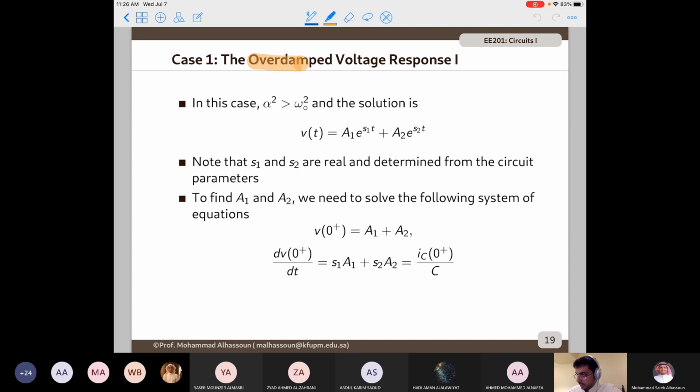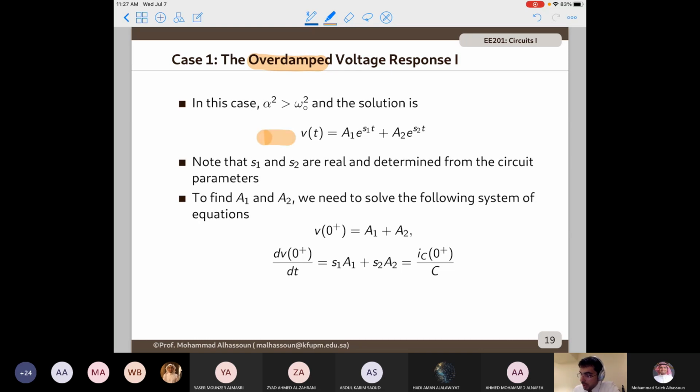Okay, so let's start with the overdamped response. So far, we did not talk about how to find A1 and A2, the coefficients. We discussed how to find the roots S1 and S2, and we said that we can find them from the circuit elements, but we did not discuss how to find A1 and A2. Let's try to find A1 and A2. So let's start with the first case, which is the overdamped response.